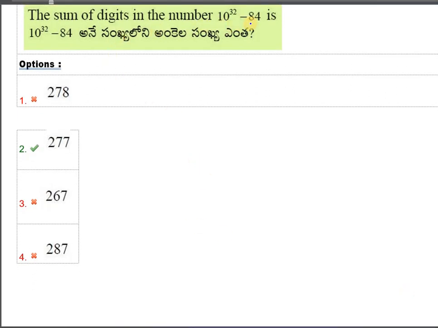Okay, the sum of the digits of the number 10 power 32 minus 84. 10 power 32 minus 84 will give a very big number. In that number, we have to find the sum of the digits.